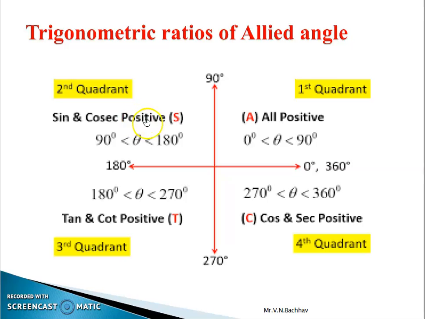Similarly, we remember this. In the first quadrant, theta lies between 0 to 90 degree. In the second quadrant, theta lies between 90 to 180 degree. In the third quadrant, theta lies between 180 to 270 degree. And in the fourth quadrant, theta lies between 270 to 360 degree.